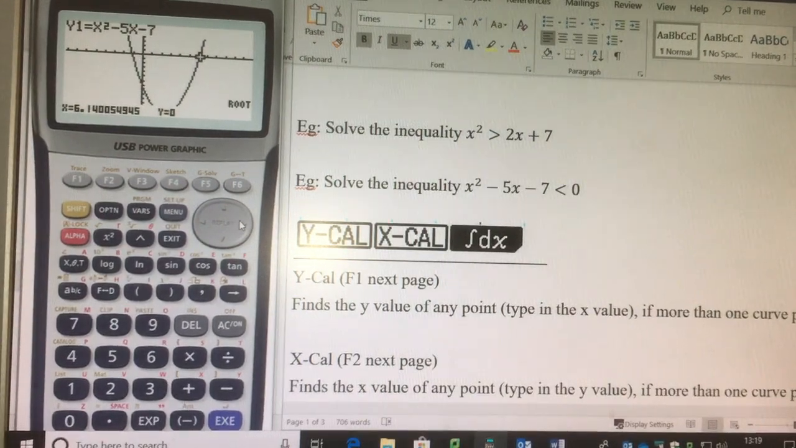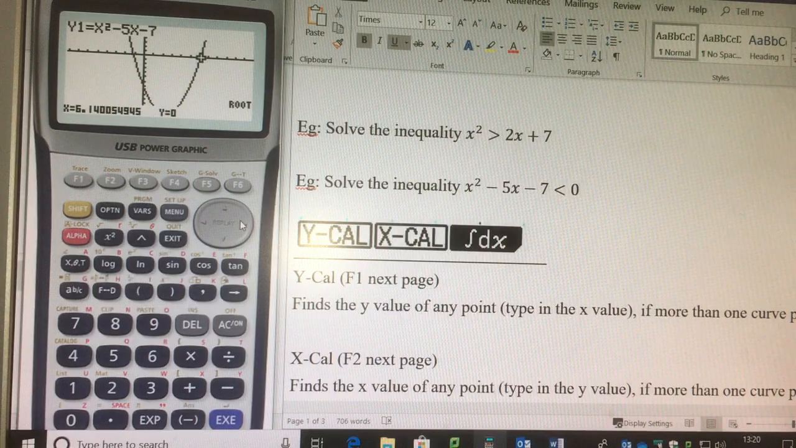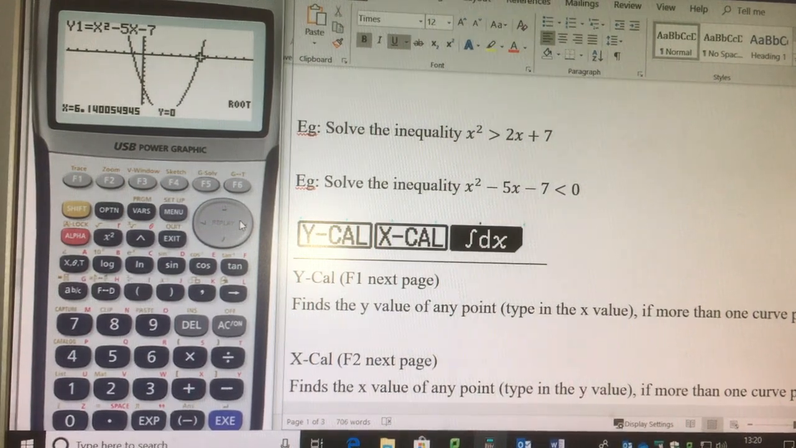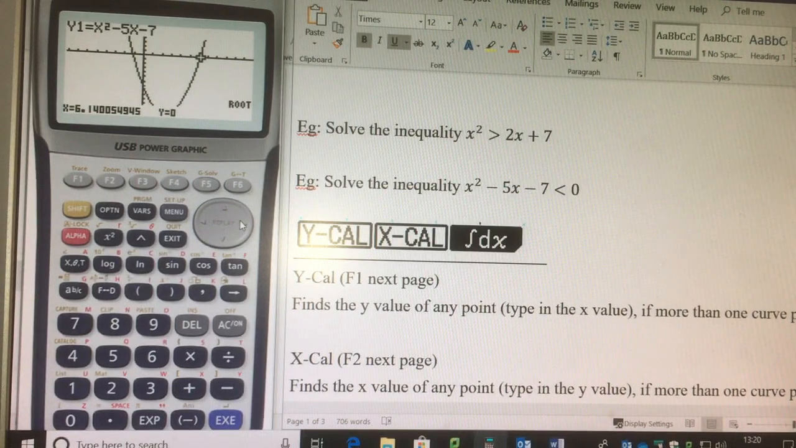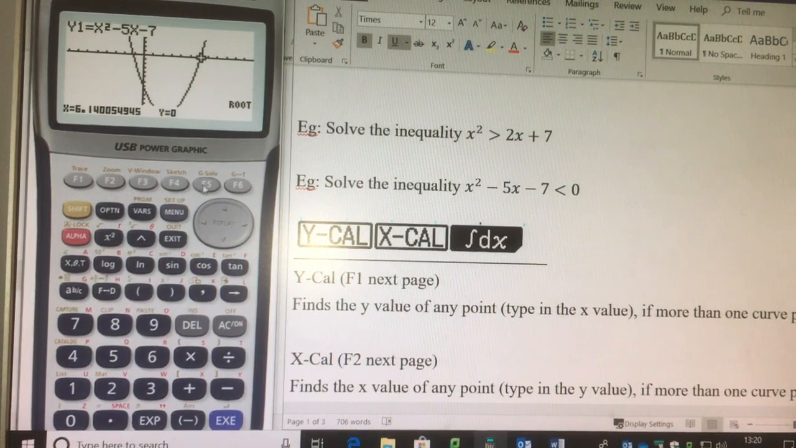So you can use this for inequalities. I do think the ClassWiz might be better at solving inequalities than this, just because it's quicker. You just type it in, hit equals, it gives you the signs and everything. But this is a useful way for solving other types of inequalities that you wouldn't be able to do on the ClassWiz.